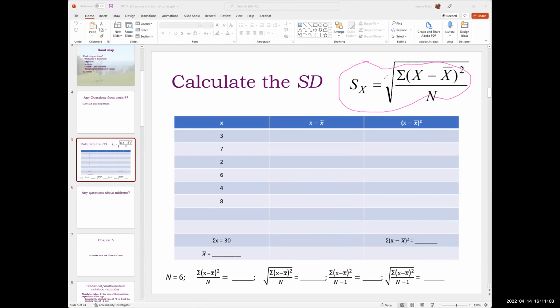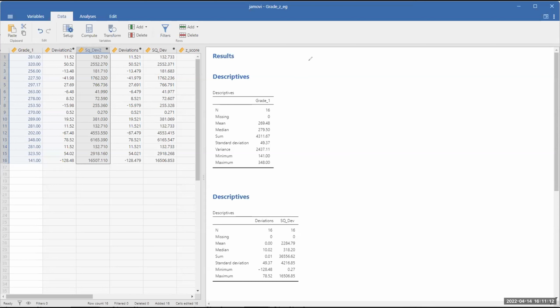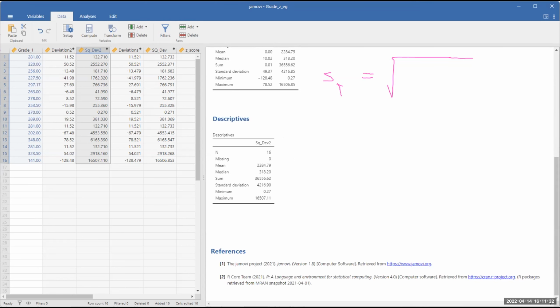So once you have it, let's go back to Jamovi. Okay, share. Okay, so we need to get this. We can have the sample standard deviation equals square root of the sum of squares. So square deviation. Actually, we needed square deviation too, right? Okay, here it is. All right. We need, this is the sum of the square deviations right here.